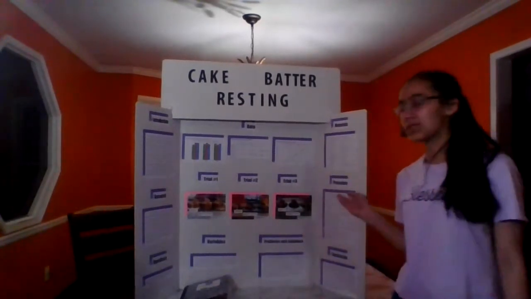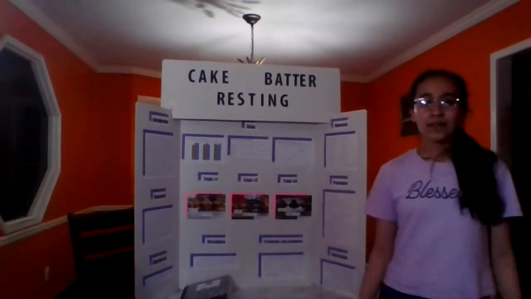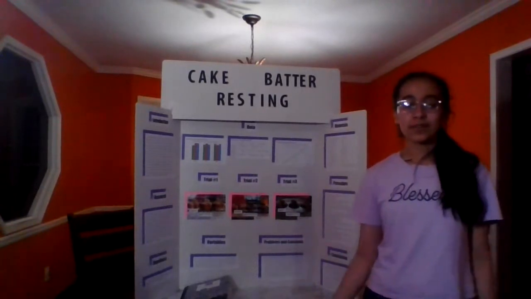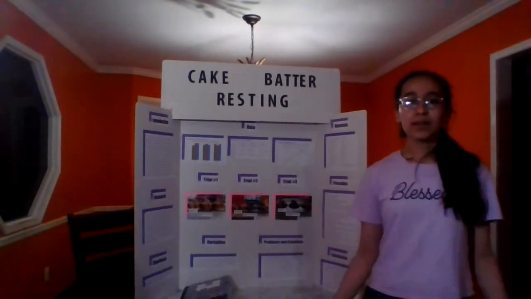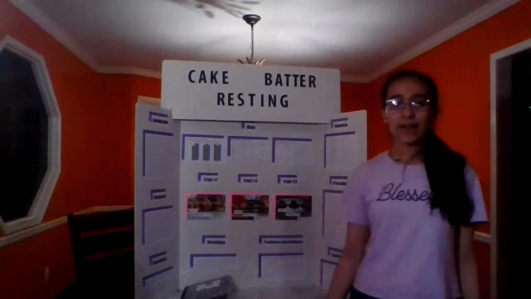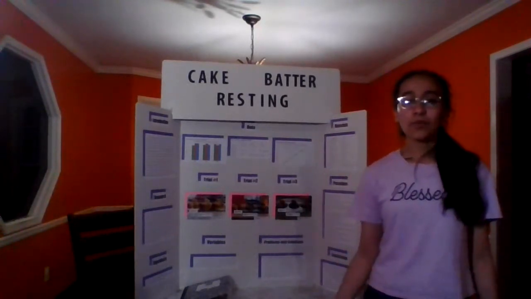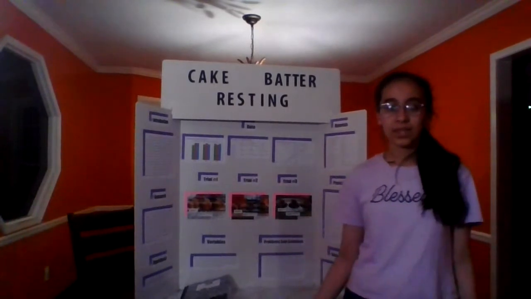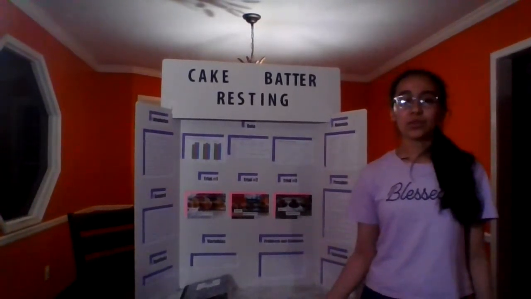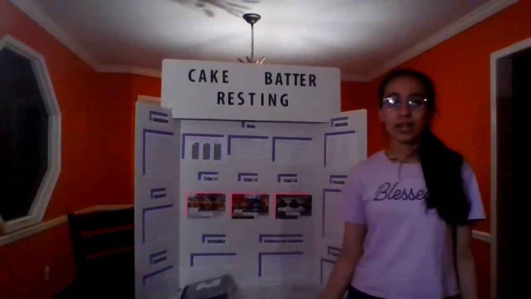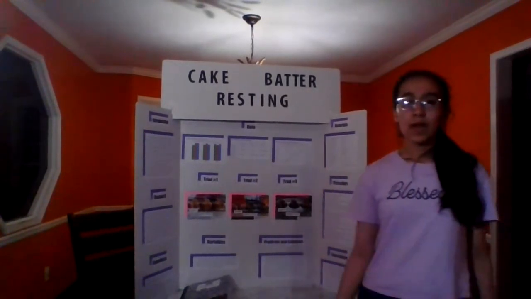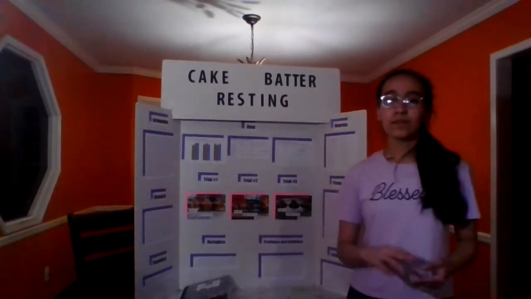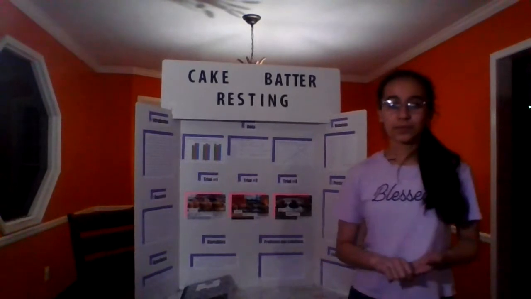Now for my procedures. First, I gathered all my materials and ingredients. Then I buttered and floured the cake pans. After that, I pre-measured all the ingredients and put each into a separate bowl, plate, or cup. Then I preheated the oven to 350 degrees Fahrenheit. Afterwards, in a large bowl, I mixed the salt, sugar, flour, baking powder, and baking soda.